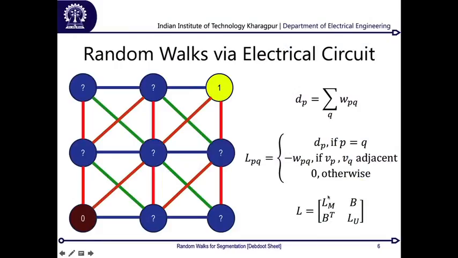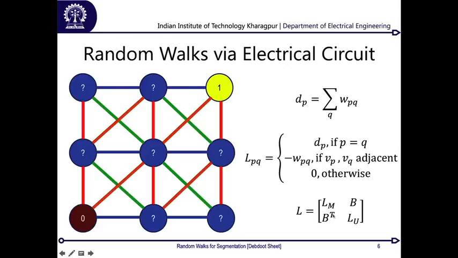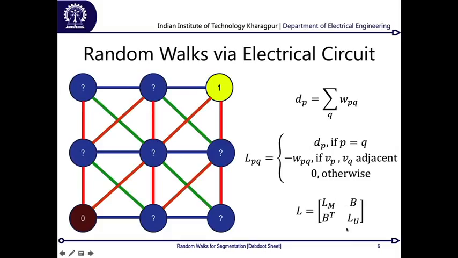So, all the entries of L which correspond to marked nodes will be defined within L_M. Now, B will be the other side of the entry. This is the relationship between a marked node and an unmarked node. The transpose of this will be filled in over here, which is the relationship between an unmarked node and a marked node, and that is why this comes up as B transpose. And L_U is the relationship between all unmarked nodes.